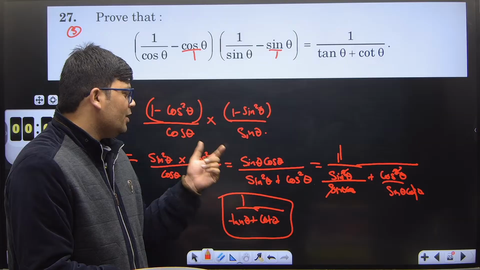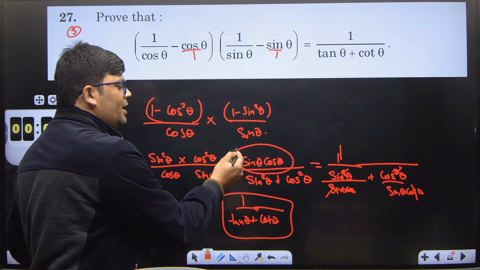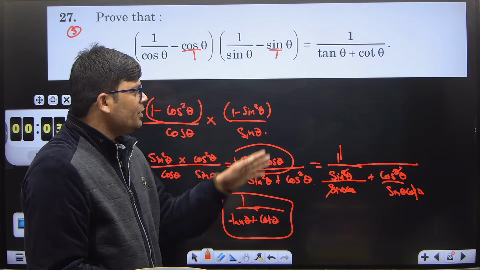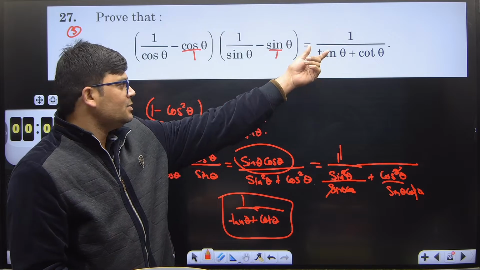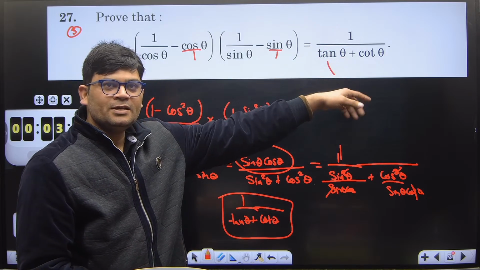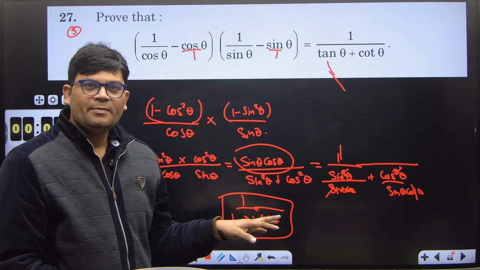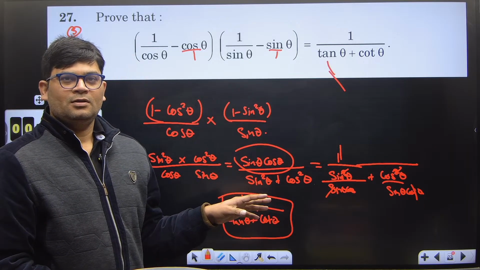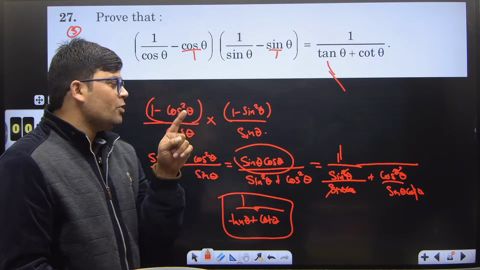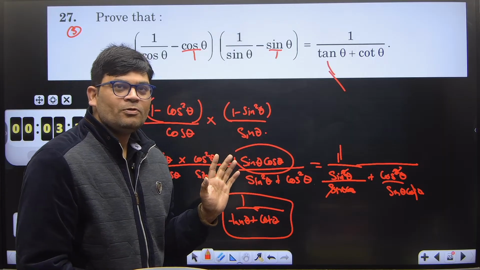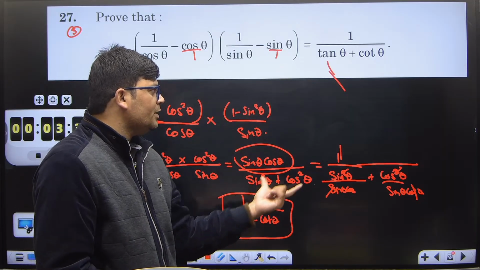Or what you could have done is you got sin theta cos theta, you can just leave it up to here, then you can take the right side, convert this into sin by cos, cos by sin, solve it, you will get the same thing. यार समझ में आया बेटा कैसे करना है? You might be wondering why I wrote sin square plus cos square below, because I need something in the denominator to be added.